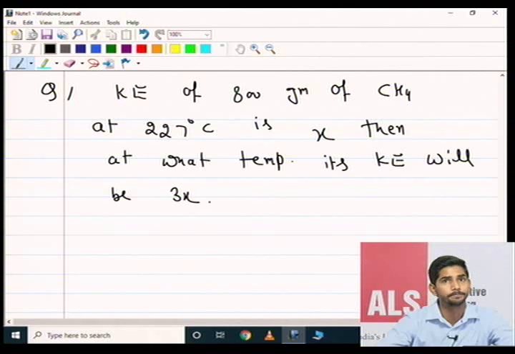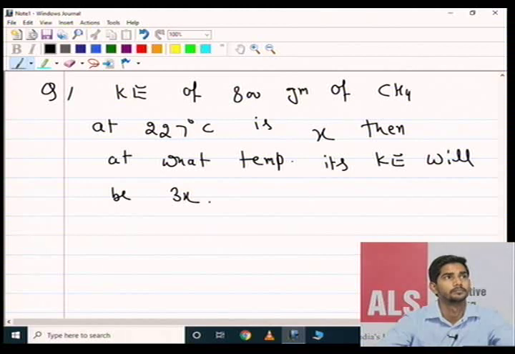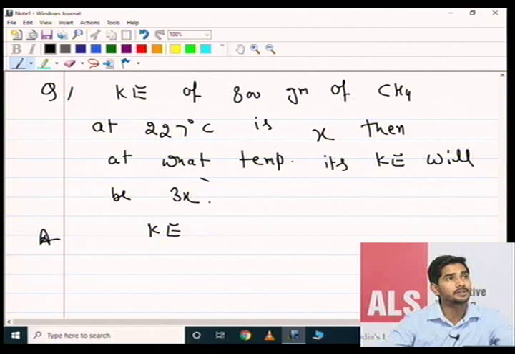Got the answer? Very good. See, by the way, who has got this answer? How many of you have got this answer? Raise your hand. Raise your hand, those who have got this answer. Okay.